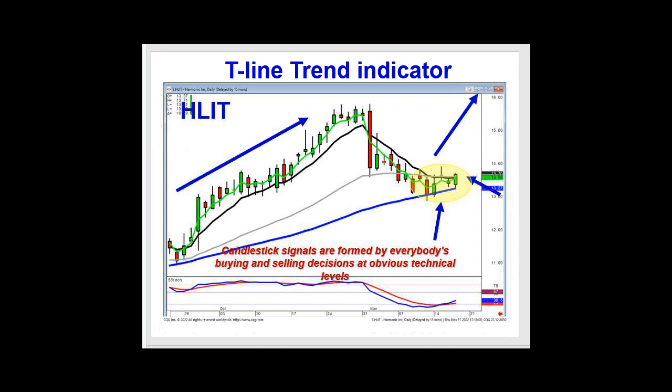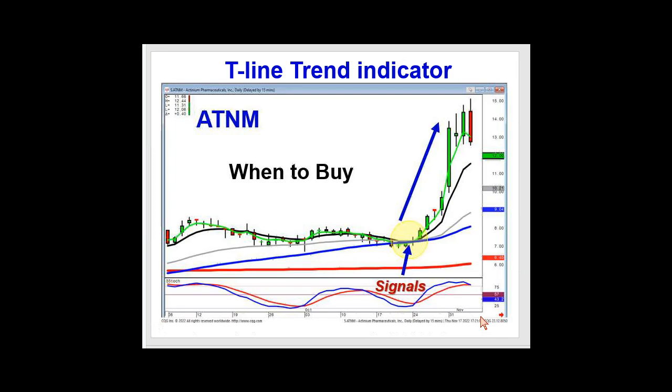Whoops. Where was my illustration? Okay. Oh, that illustration was up here. When we close above the T-line, the probabilities are greatly in our favor that we're heading higher. With the rhetorical question, are we always going to get huge moves like this? Definitely not. But we're putting ourselves in positions where the probabilities of being in big moves like this are greatly in our favor.